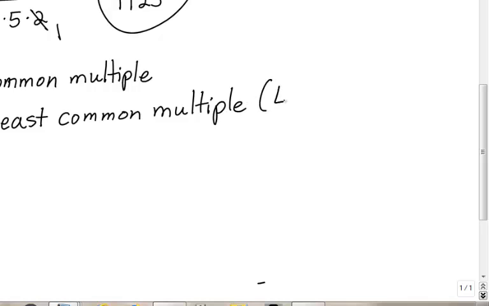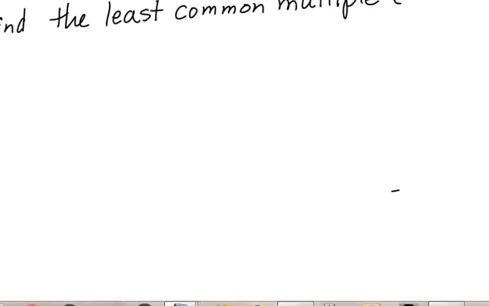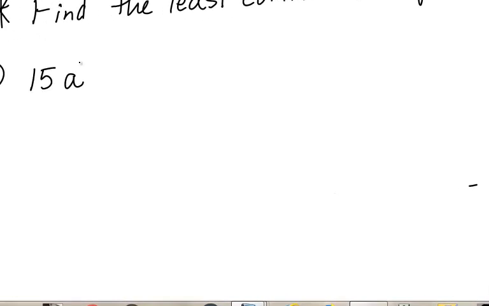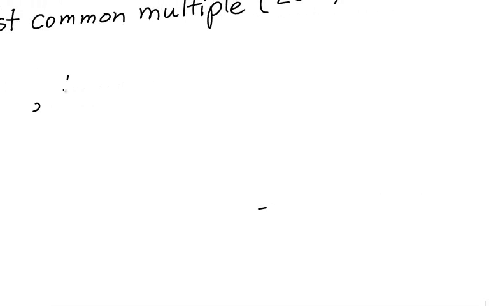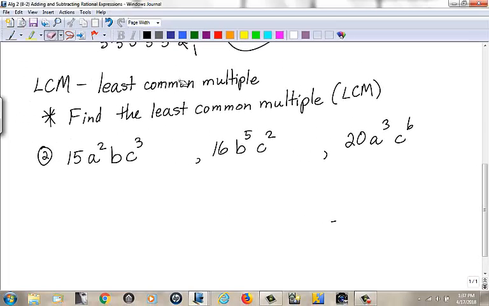If the direction said find the least common multiple, or the LCM, and they give you 3. Let's say they gave you 15, A to the second, B, C to the third, then a comma, 16, B to the fifth, C to the second. Another one is 20, A to the third, C to the sixth. So what the author's saying is, suppose those 3 were in the denominator. What's the least common multiple?